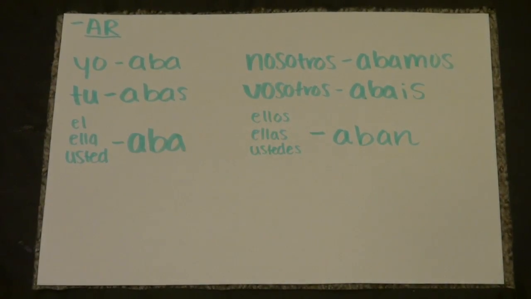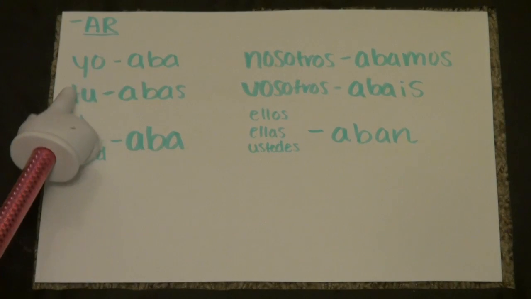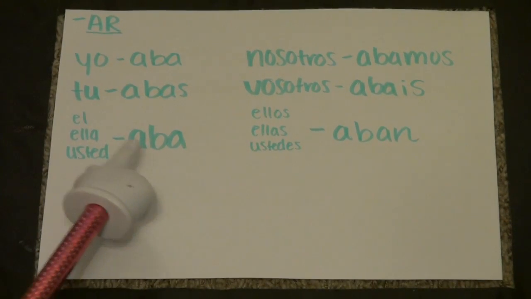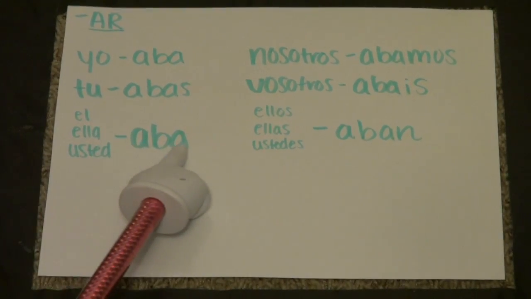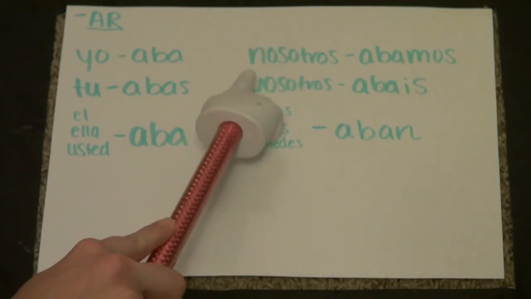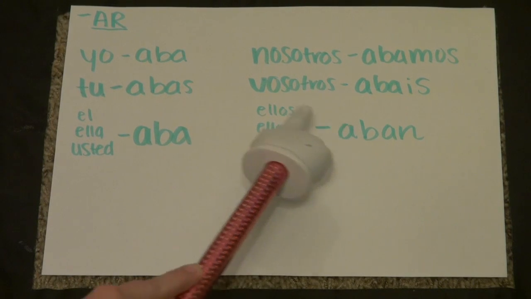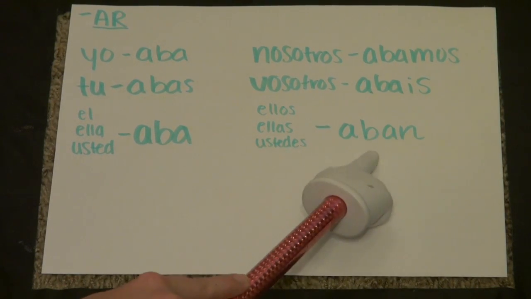Imperfect verbs that end in -ar have these endings. Yo -aba, tú -abas, él -aba, ella -aba, usted -aba, nosotros -ábamos, vosotros -abais, ellos -aban, ellas -aban, ustedes -aban.